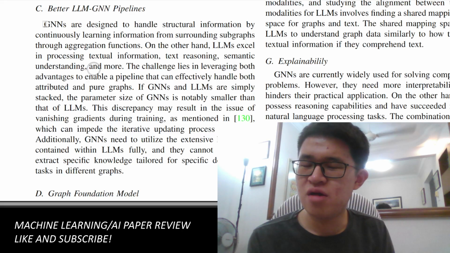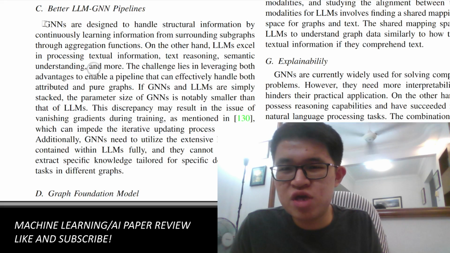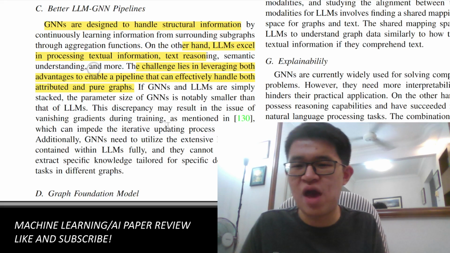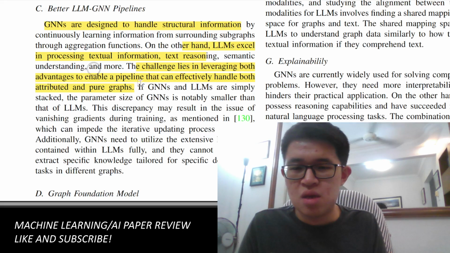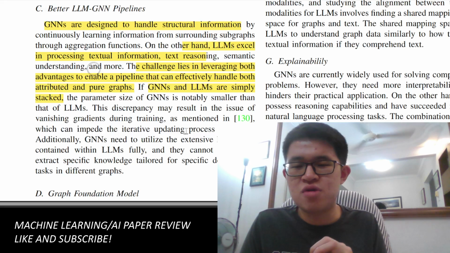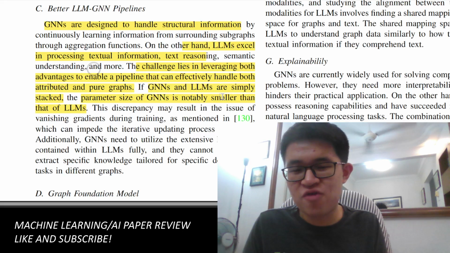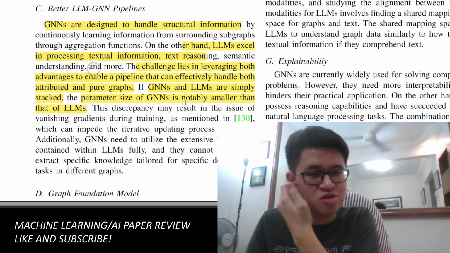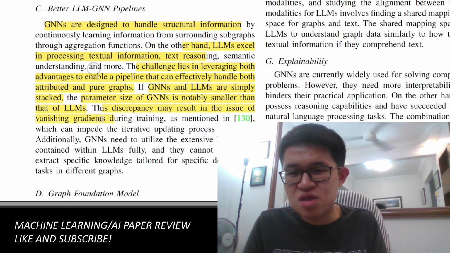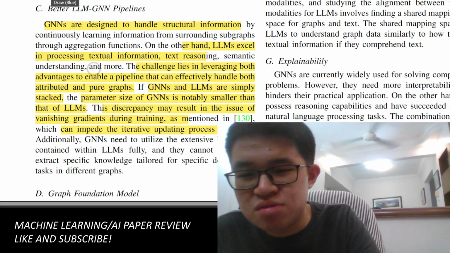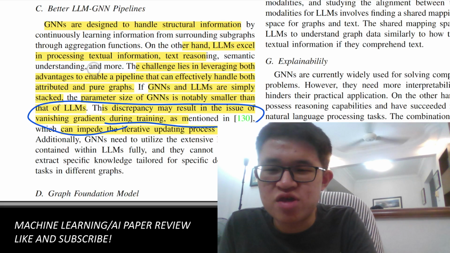All right. Better LLM-GNN pipelines. Why, I wonder. GNNs are designed to handle structural information, whereas LMs excel in reasoning and textual information. So the problem is, how do we properly handle both attributed and pure graphs? If you only stack them together simply, they say the parameter size of GNNs is not just notably smaller, it's significantly smaller, probably by like 100 times. This discrepancy, mentioned in the issue of vanishing gradients during training, can make the training process really bad. Okay, so this part is interesting. The issue with vanishing gradients.